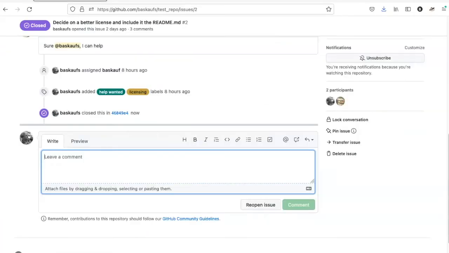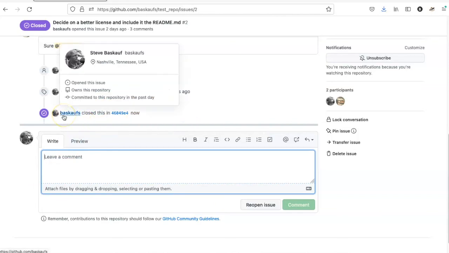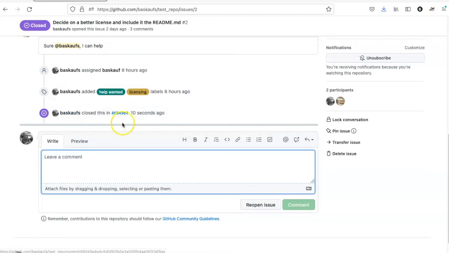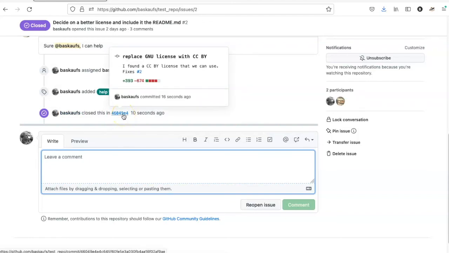Now if I return back to the website, it says that I closed the issue with a particular commit. And if I mouse over the commit number, it tells me the message that I have found the CC BY license and that I replaced the GNU license with it.